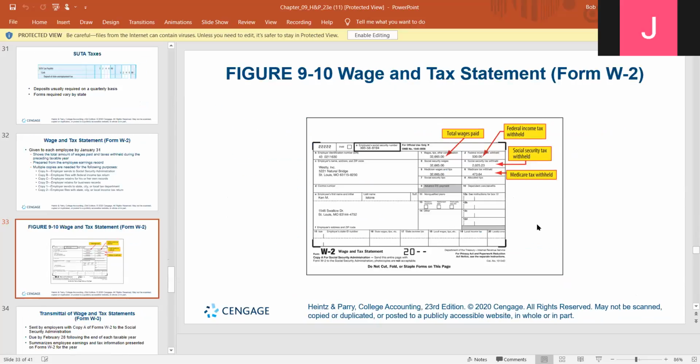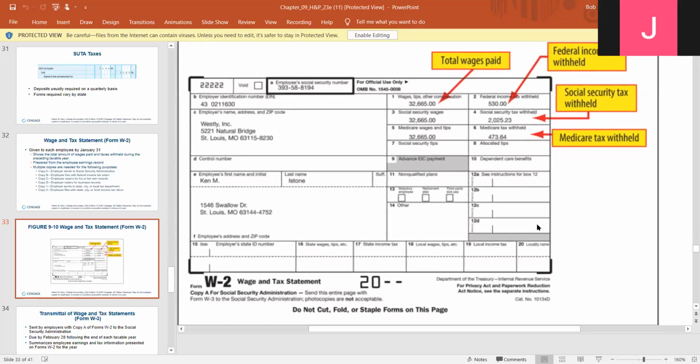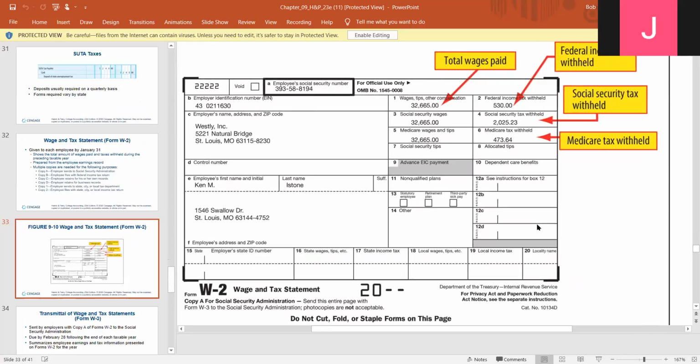And they're showing you a W-2 here. I bet you all recognize that, a W-2. The company is Wesley Incorporated. The employee's name is Ken M. Eistone. Well, he had a salary of $32,665, and that salary was fully taxable for Social Security. It was fully taxable for Medicare.